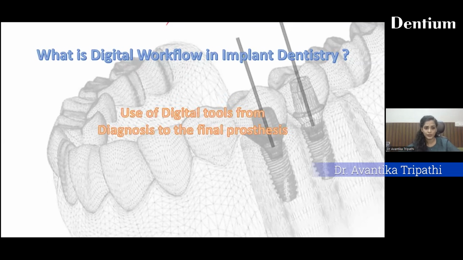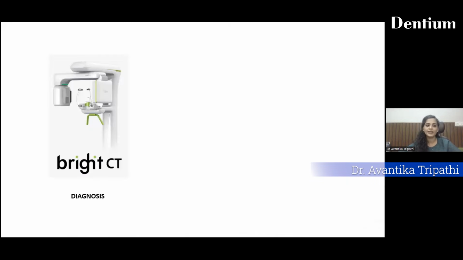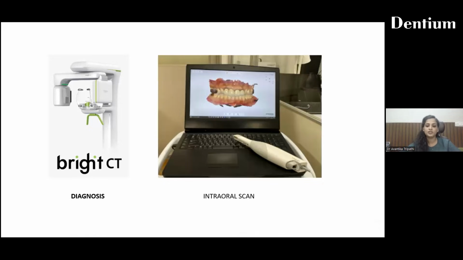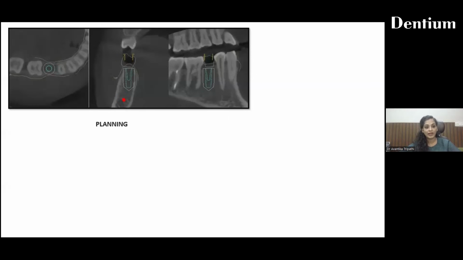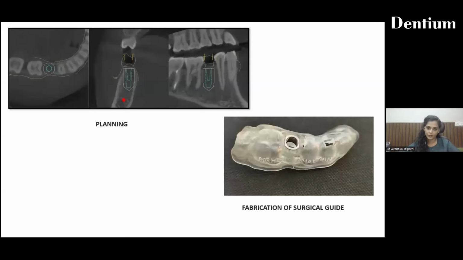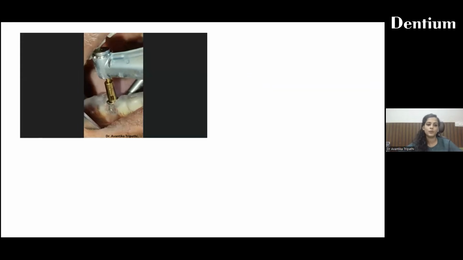Digital workflow is the use of digital tools from the diagnosis to the final prosthesis. First of all, when we plan any implant surgical procedure, we get a CBCT done for the patient. We diagnose the case, we evaluate the bone in the CBCT, then we do the intraoral scanning. We combine the data of both and we get the planning done and a surgical guide fabricated. Once the planning of all the implant sizes, diameters, everything is done, we get the surgical guide fabricated and we call the patient for the surgical procedure.